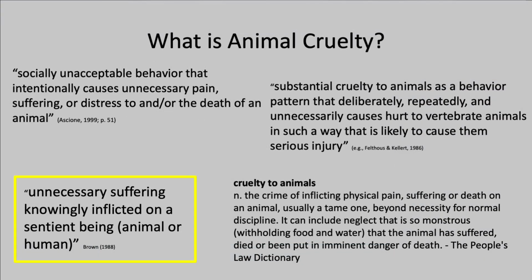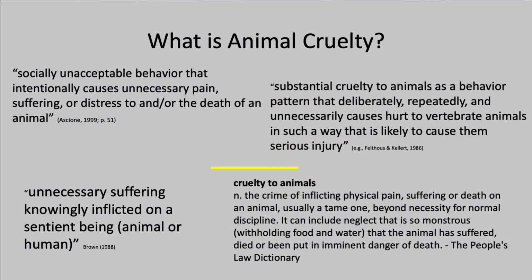Brown, down in the lower left-hand corner here, says unnecessary suffering knowingly inflicted on a sentient being, animal, or human. So think about that one. And so for this one, it kind of ties back to intentional or knowingly. It seems to me with this definition that the person has to have some mindset or thought process, or mens rea, if you will, planning or knowingly inflicting that cruelty. And I don't think that that's really a requirement.